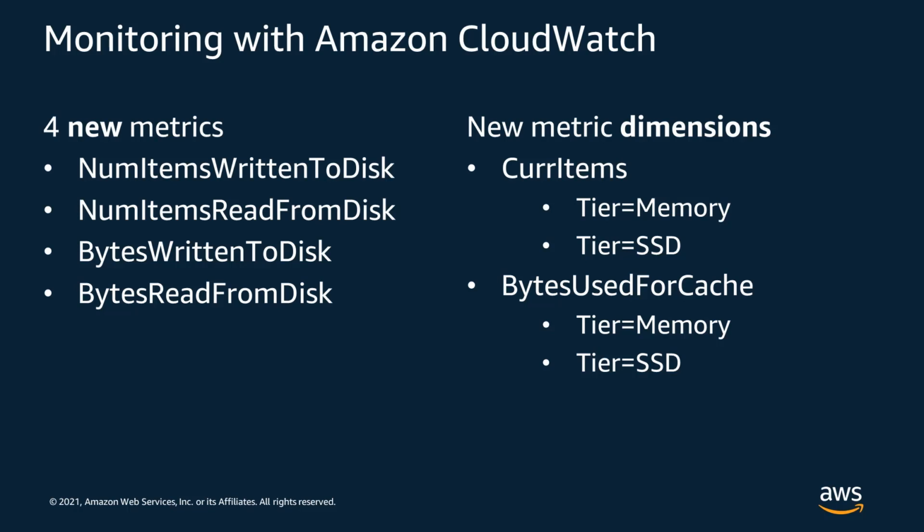The names here, they're pretty self-explanatory. The number of items written to disk, number of items read from disk, number of bytes written to disk, and number of bytes read from disk. These metrics give you a sense of how much I/O your workload is issuing against the SSD tier.